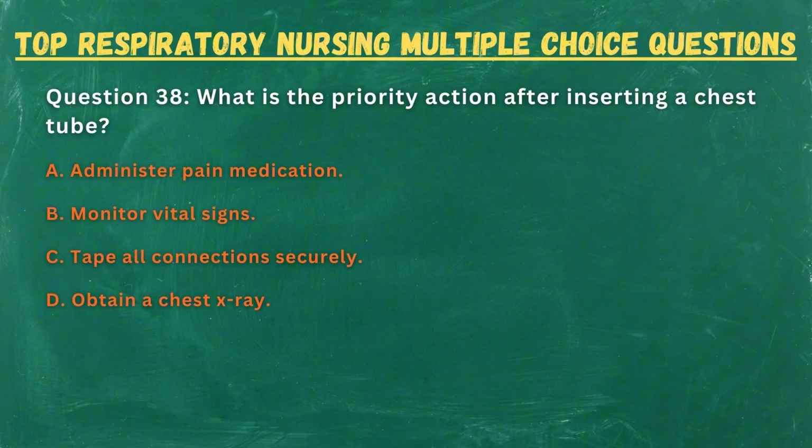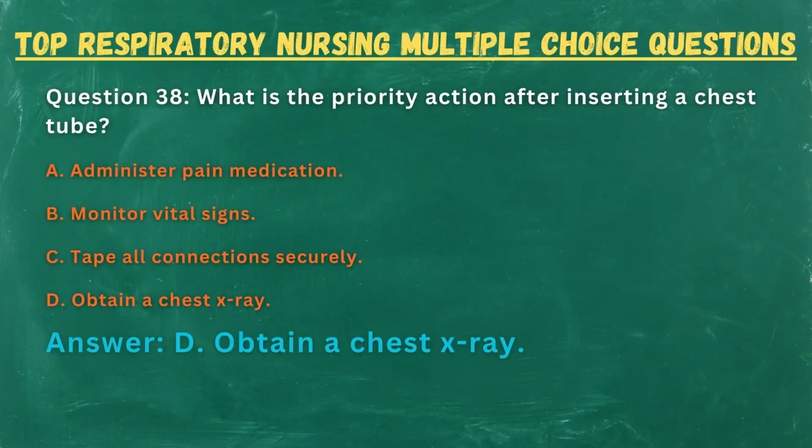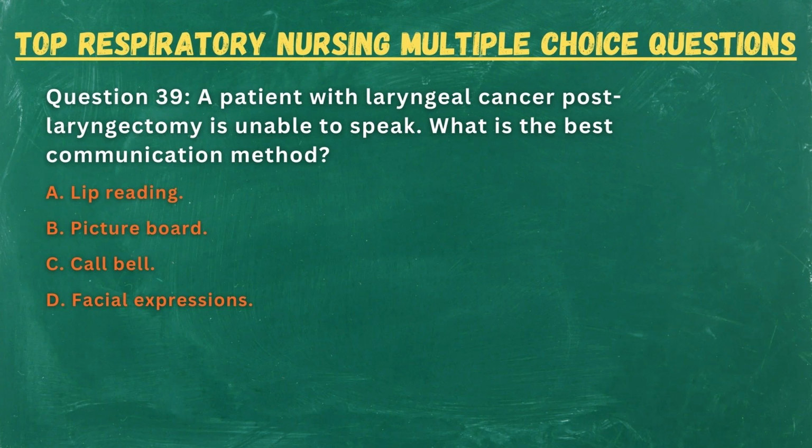Question 38. What is the priority action after inserting a chest tube? A. Administer pain medication. B. Monitor vital signs. C. Tape all connections securely. D. Obtain a chest X-ray. Answer: D. Obtain a chest X-ray. Question 39. A patient with laryngeal cancer post-laryngectomy is unable to speak. What is the best communication method? A. Lip reading. B. Picture board. C. Call bell. D. Facial expressions. Answer B. Picture board.